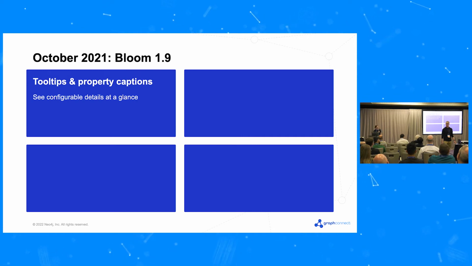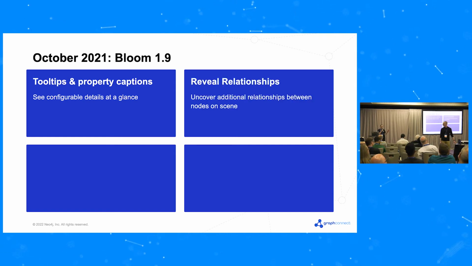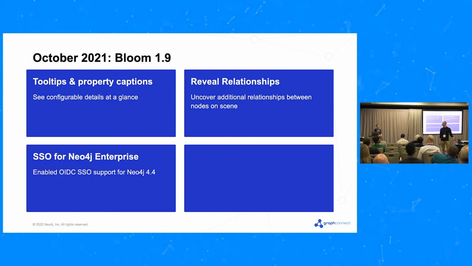Reveal relationships. If you have some selected nodes in your scene, you can uncover additional relationships between them directly from the context menu.